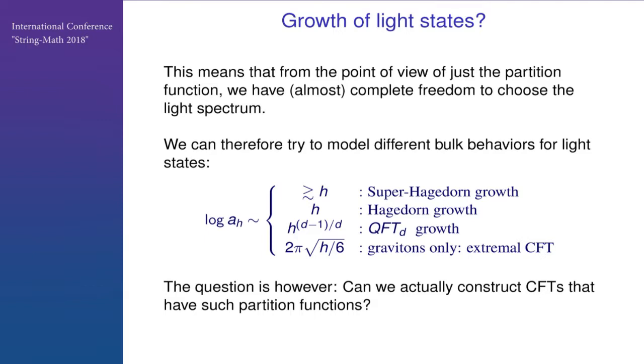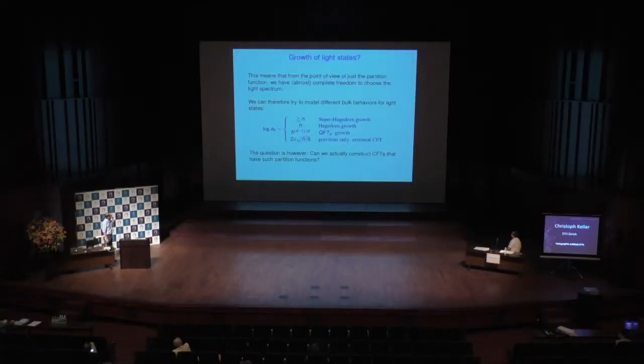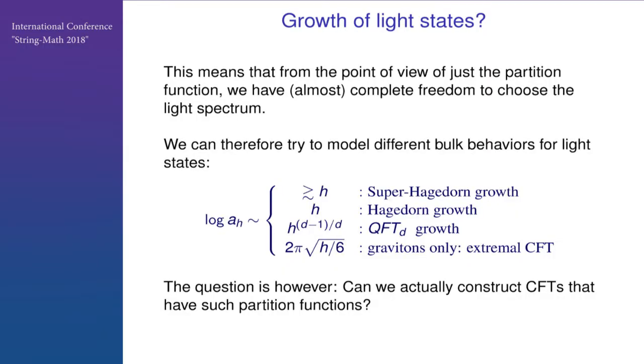Here, we're interested in few light states, so we're mainly interested in looking at theories which have slower growth. For instance, you could try to mimic the growth that you would expect from a local quantum field theory in d dimensions. So you'd have something like entropy with h to the (d-1)/d, which is slower than Hagedorn growth, of course. Or if we're very ambitious, we could also try to find extremal CFTs, as Jeff already mentioned this morning. In this case, we only want to have gravitons, boundary gravitons, and it turns out that the growth of states is 2π times h over 6.